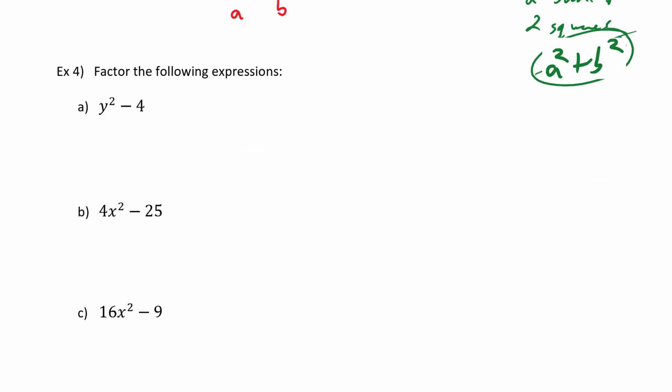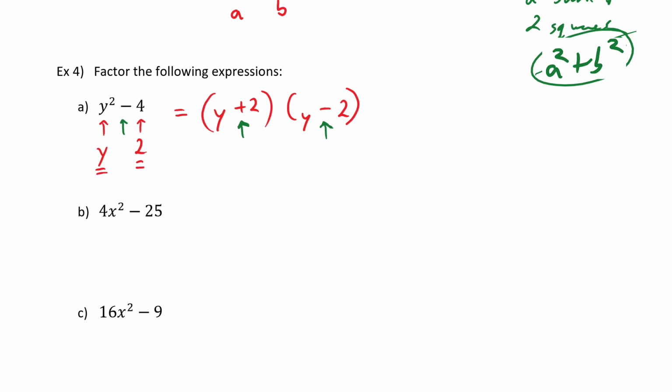Example 4a. Factor the following expressions. We see this is two squares. I can take the square root of that and the square root of that. In addition, it's a difference of two squares. So I can make this as y plus 2 times y minus 2. Done. So once again, we took the square root of those numbers, we put a positive sign between two terms and a negative sign between the same terms, but in a different set of brackets.